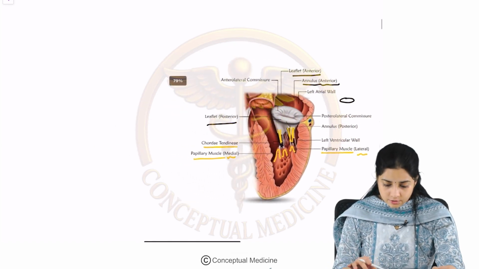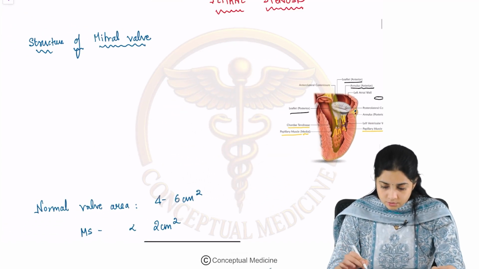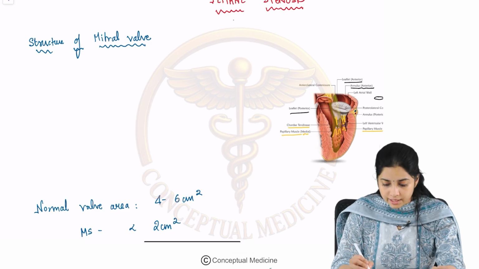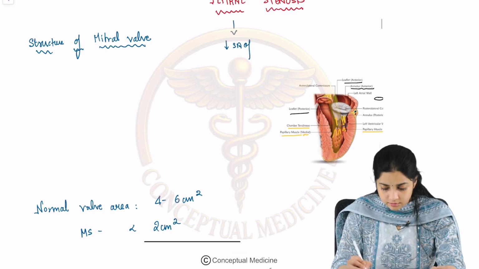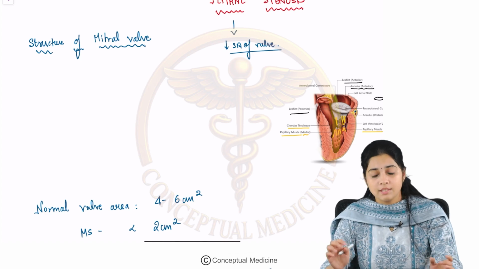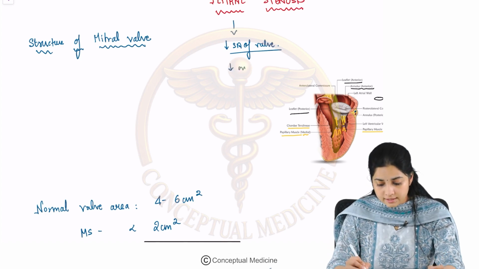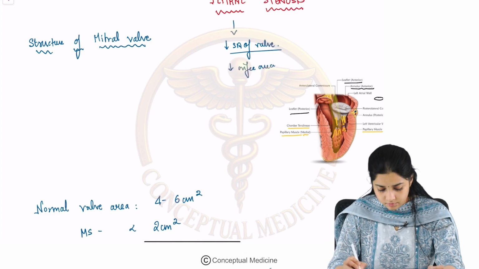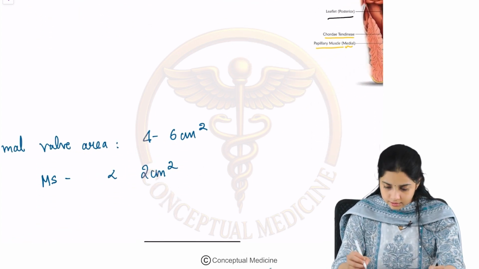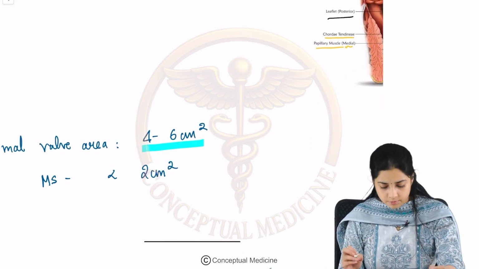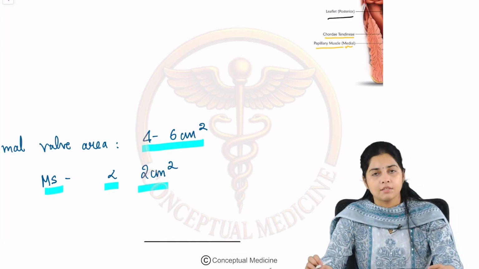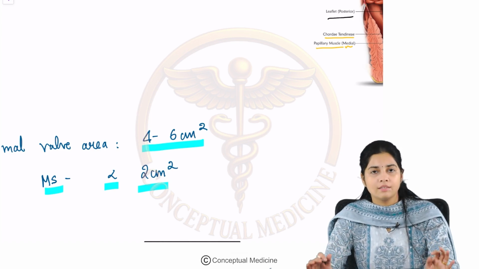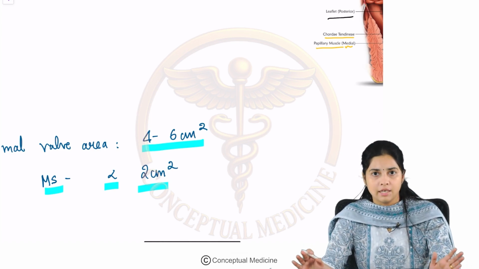Now coming to mitral stenosis, what is mitral stenosis? There is stenosis of the valve, or a decrease in the surface area of the valve. Once the valve becomes stenosed, there is a decrease in the orifice area as well. The normal valve area is 4 to 6 centimeters squared. In mitral stenosis, the area becomes less than 2 centimeters squared. This is the basic fundamental behind mitral stenosis.